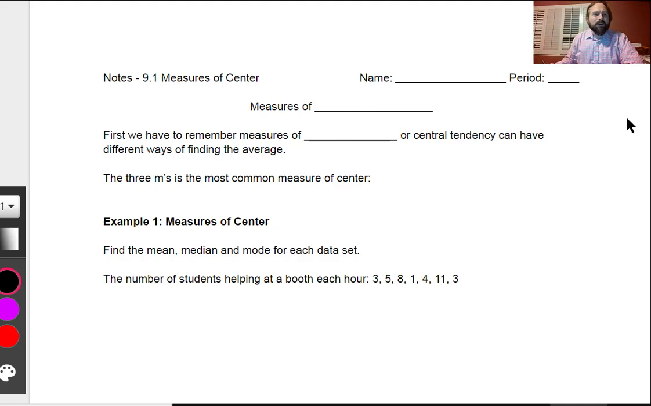Make sure you write your first and last name up here as we talk about Integrated 1's 9.1, measures of center. So, measures of center.